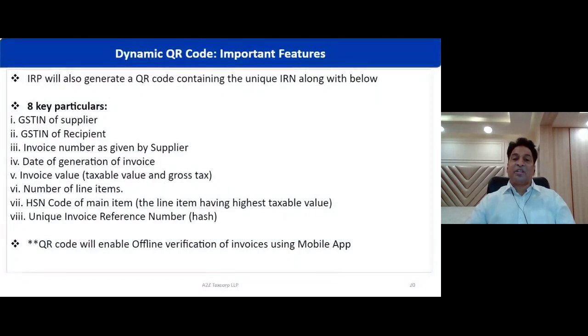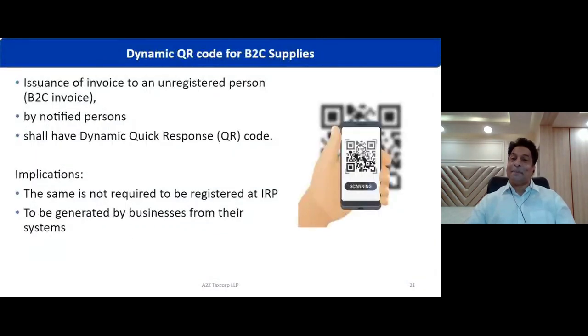And this QR code can be verified. Offline verification would be possible through a mobile app, and this is going to be launched very soon. Now, there are B2C supplies. Any registered person whose aggregate turnover is more than 500 crore and is making B2C supply.